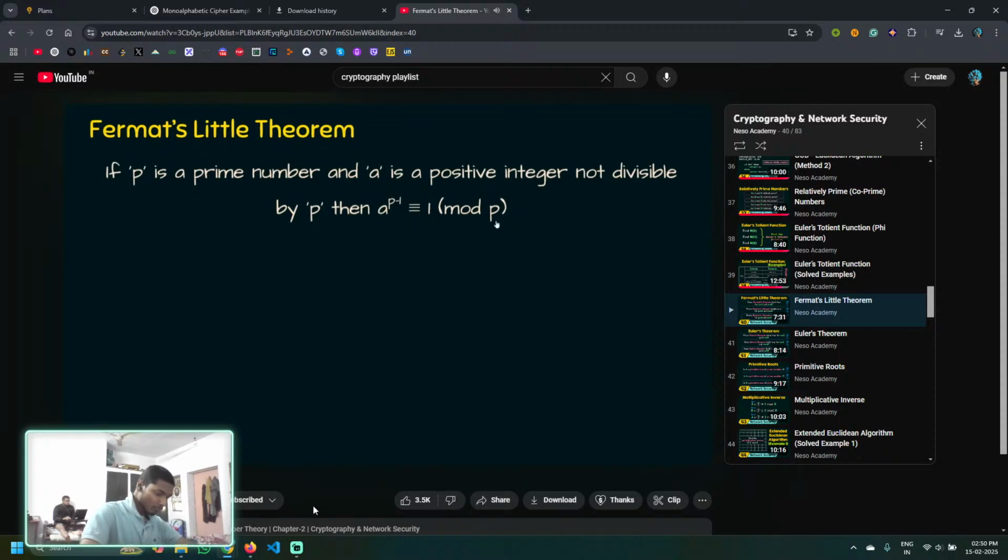We have already dealt with modular exponentiation, that too with these kinds of powers, a power p minus 1 mod p. Also, we have seen about prime numbers in the previous lectures. So solving problems using Fermat's little theorem becomes an easy task for us, because we have acquired all the basics that are required to solve these kinds of problems.